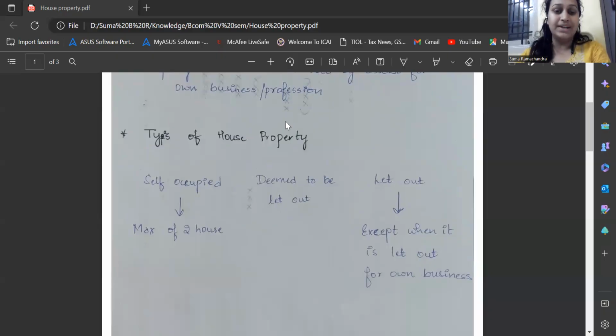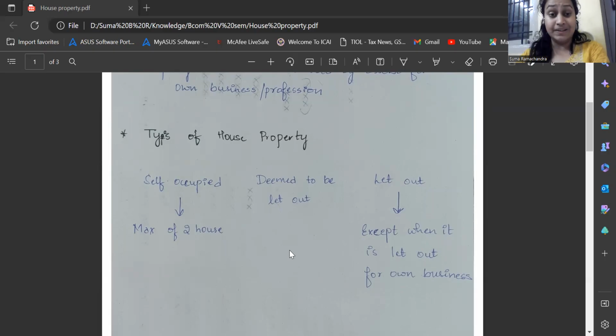Then we'll move to what are the different kinds of house properties. There are three different kinds of house properties. The first one being self-occupied property, second one is deemed to be let out property, and third one is let out property. What is a self-occupied property? It's a property wherein you own the property and you are using the property as well. The Income Tax Act provides that you can have this kind of property to a maximum of two. If you have any other property other than this, which you are not letting out, but you own the property, that will be called deemed to be let out property.